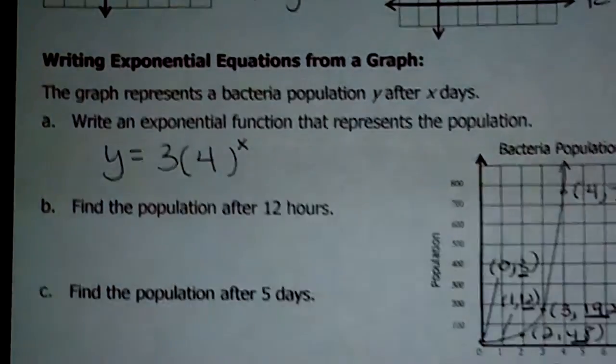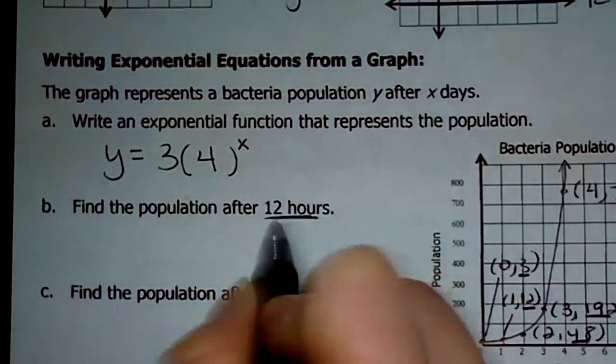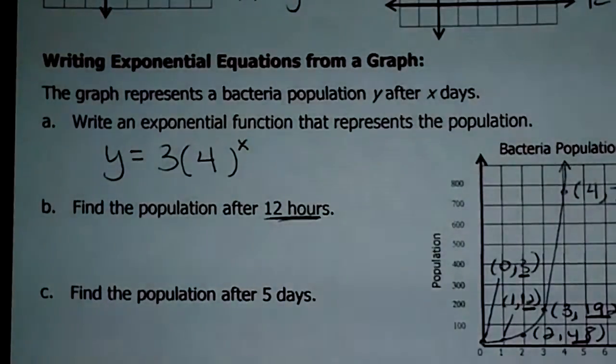We just generated an equation. So just look at these as ordered pairs. Look at those ordered pairs as points in a table. All right, now letter B says find the population after 12 hours. Okay, so remember the second part, we had to learn how to evaluate. Well, now I'm telling you an amount of time. That means I'm giving you a value that I want you to plug in for the x.